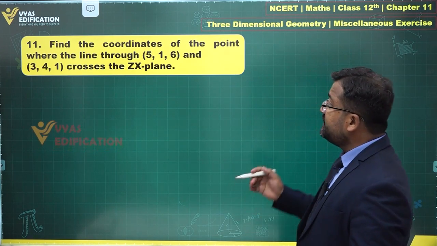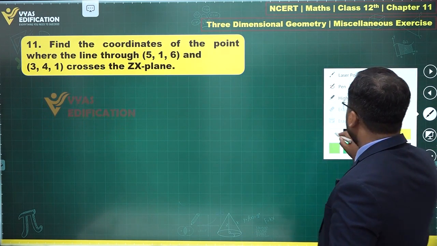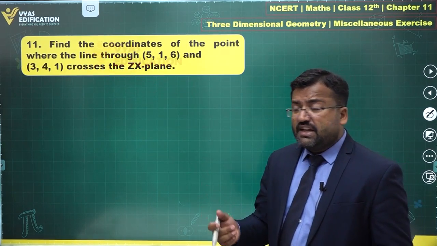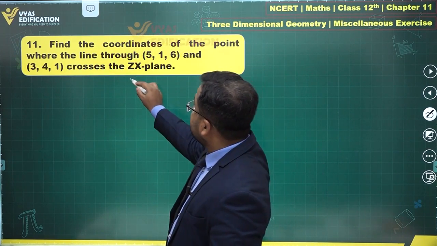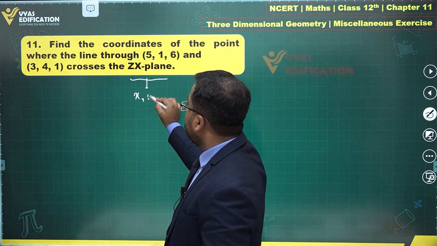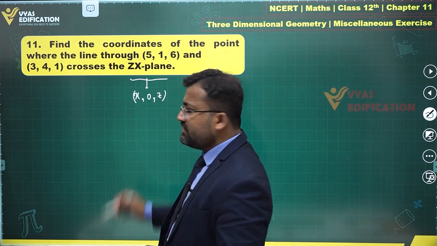Question number 11 says, find the coordinates of the point where the line through 5, 1, 6 and 3, 4, 1 crosses the zx plane. Once again, a similar question to the previous one. The zx plane implies the point will have coordinates x, 0, z.